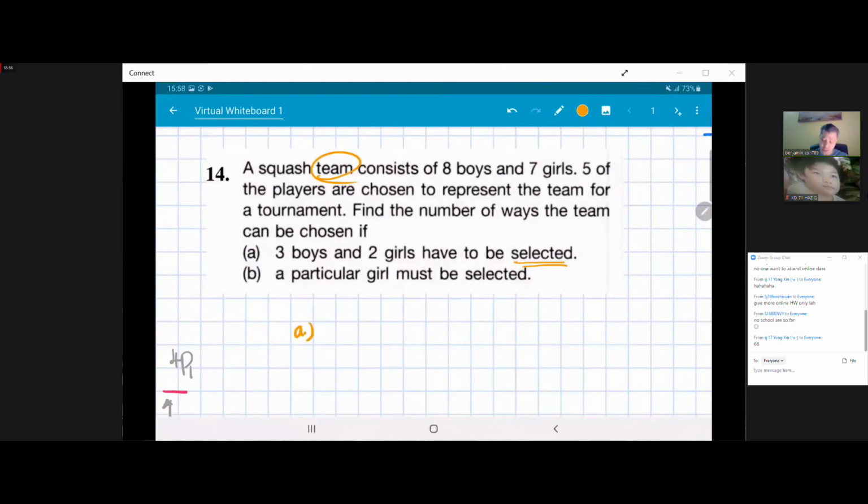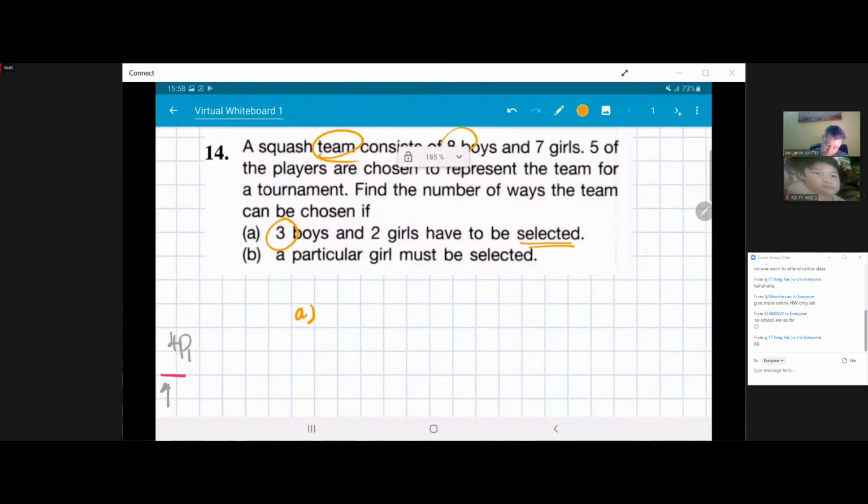So for part A, do you understand how to do this? It's combination, right? 8 boys, but we only want 3 boys, so that means 8 boys, choose 3. 7 girls, choose 2. Multiply 8C3 by 7C2, and then you find your answer. Done. I think A quite simple because they tell you exactly what they want.